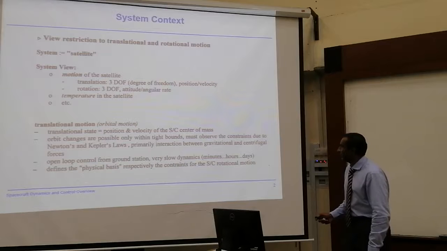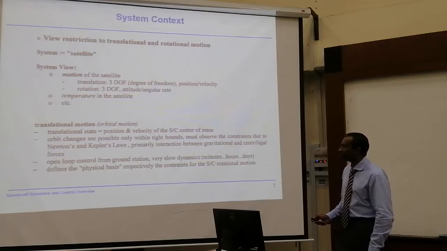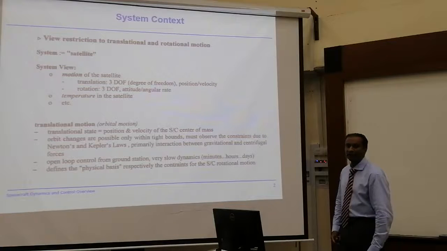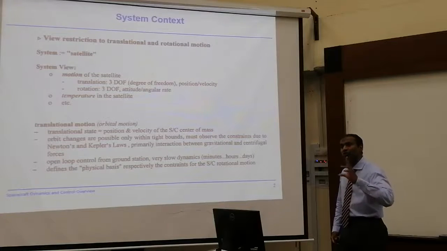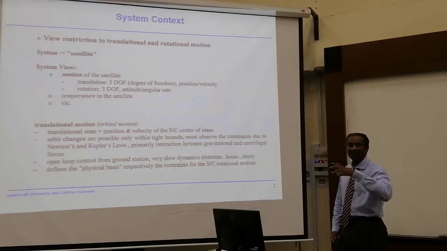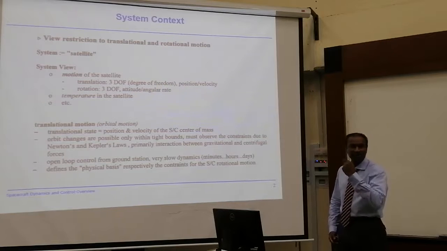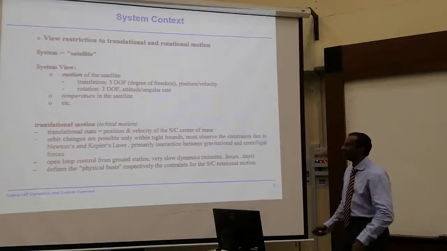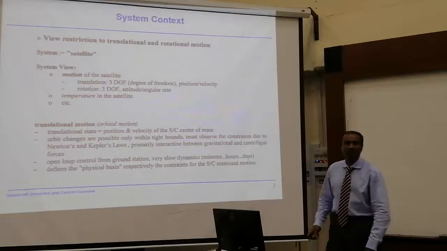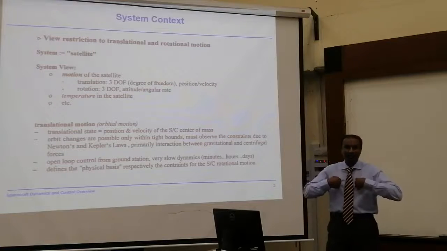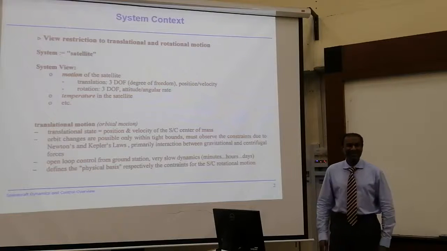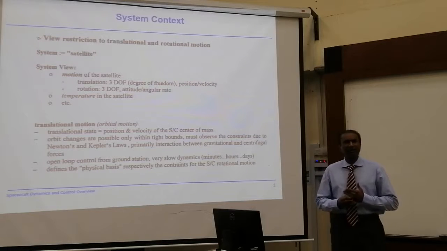Okay, good. Then you have open loop control from the ground, very slow dynamics. This is basically, remember, your station keeping. Towards the end of orbital mechanics, you would have done the exercise of station keeping: how to station keep, how to do a north correction, south correction, east, west corrections. So this is the open loop from the ground. That means you tell it what to do. Why is it like that? Why do we have to do that?